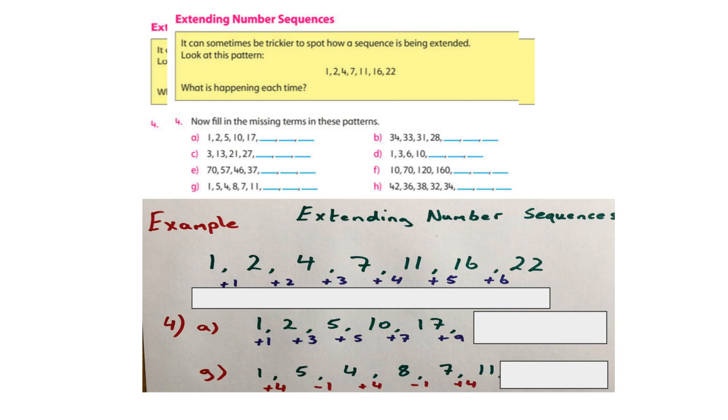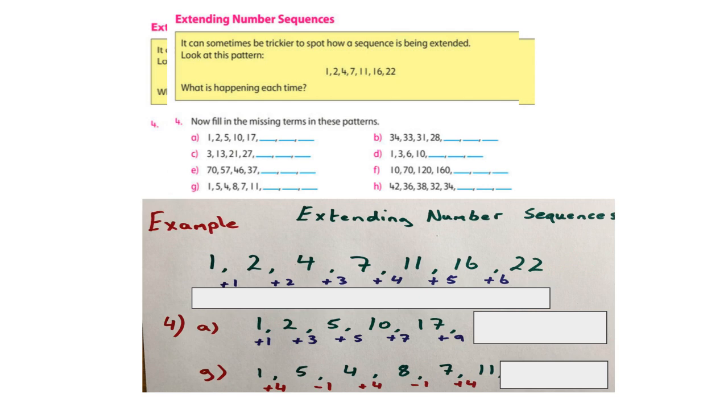Okay, so the actual sequence or the operation that is being used in this particular pattern is plus 1, plus 2, plus 3, plus 4, plus 5, plus 6. If I wanted to extend this number pattern or sequence, my next operation would be plus 7. Okay, and we will get 22 plus 7, which would equal 29 if I was extending this number sequence.